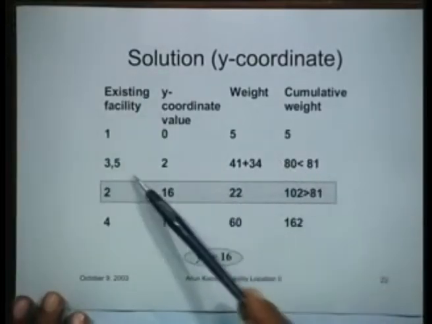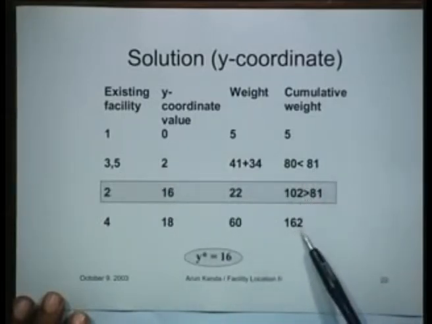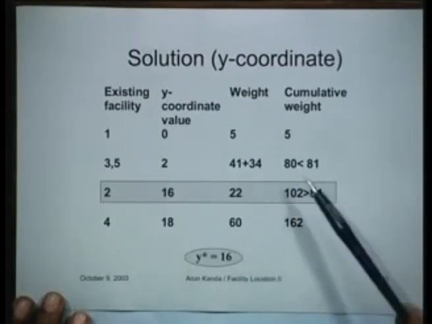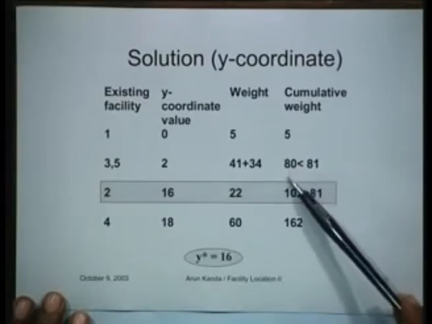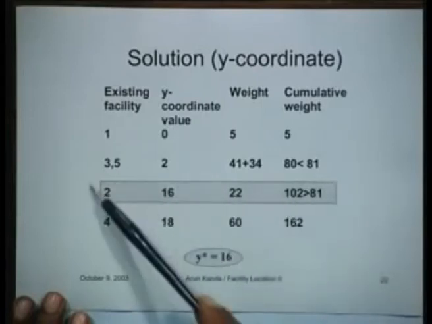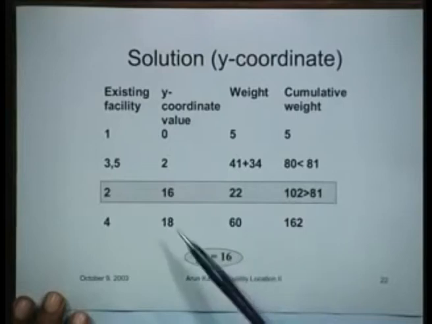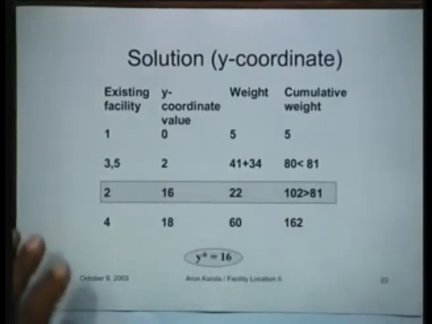Now we have 80. Again you have the total cumulative weight of 162. Half of that: this is less than this, this is greater than this. So where the cumulative weight first exceeds half the value, that row is here. Corresponding to this, we can identify that y star is equal to 16. So it's very, very simple, right?